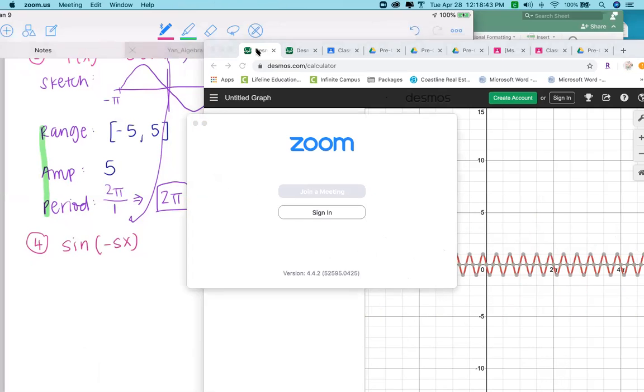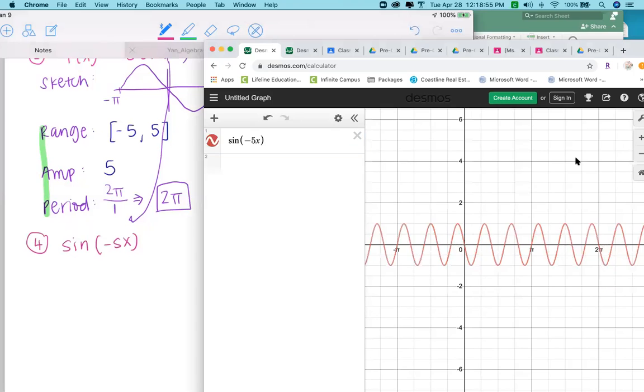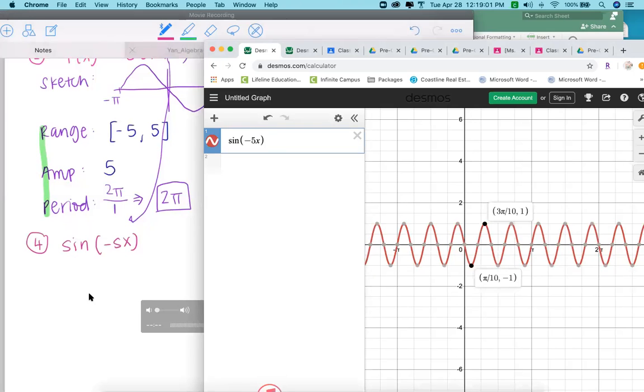Wait, hold up. Okay. Yeah, so negative 5x looks like this. I'm gonna zoom in a little bit. So you just have to click the lowest point and highest point and write down your range.